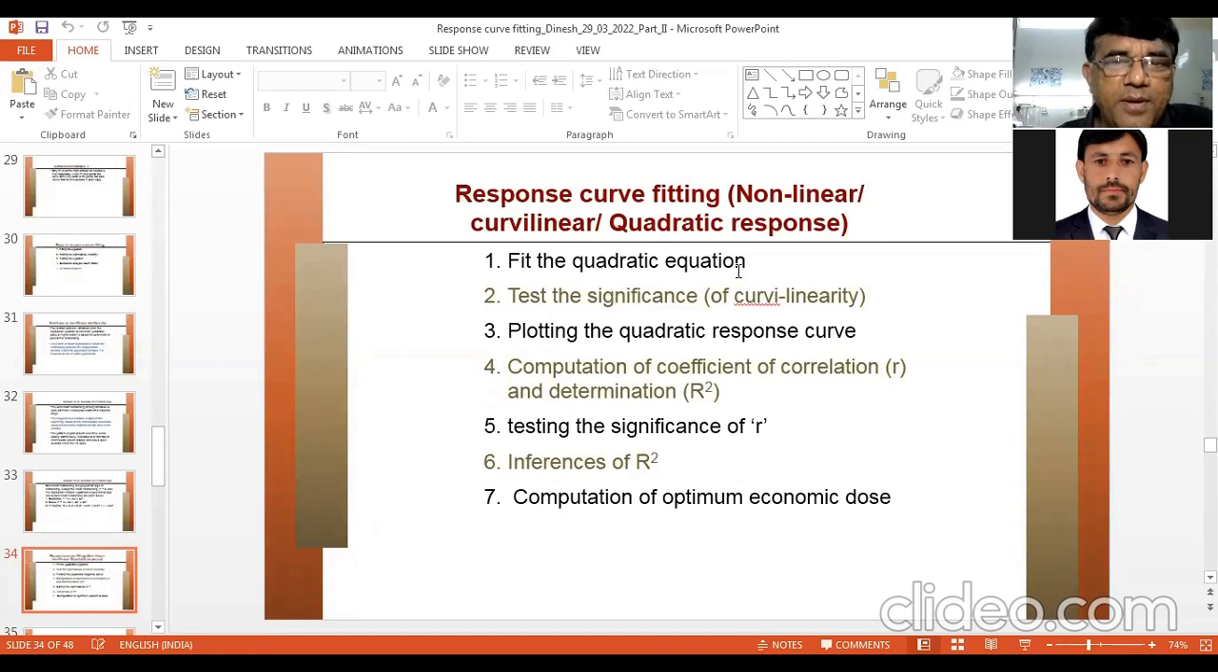Test is available. Plotting the quadratic response curve, how to plot it, computation of R and R square, and you can also test the significance of correlation coefficient and inferences about R square and computation of optimum economic dose. So these are the important steps. If you can remember the sequence of the things, it becomes easier to understand.